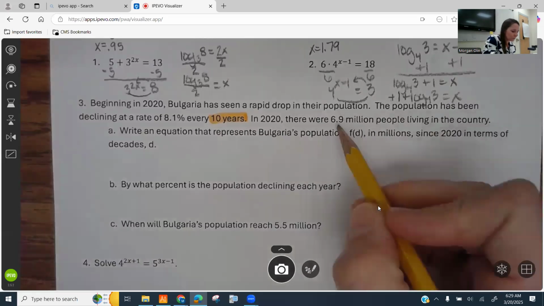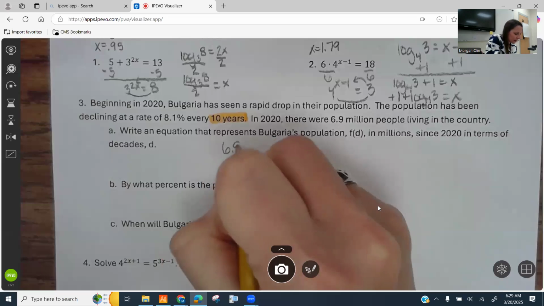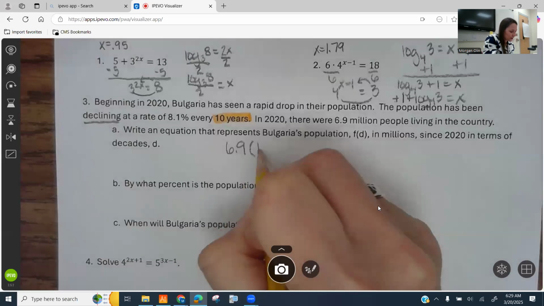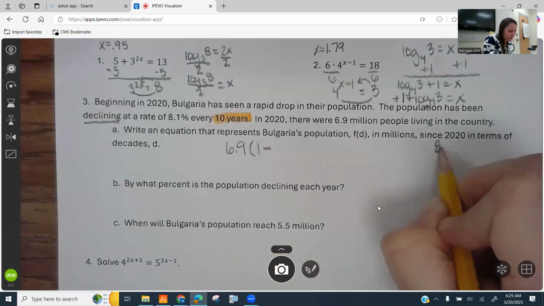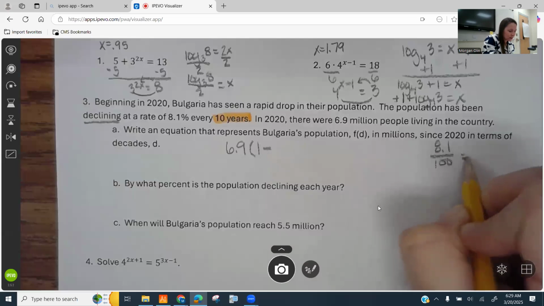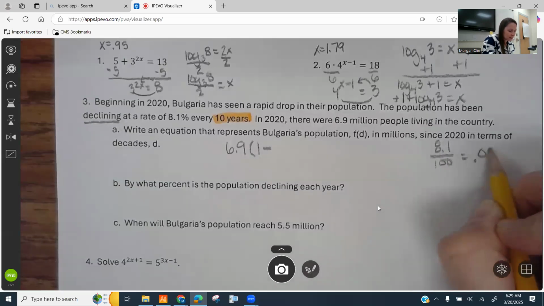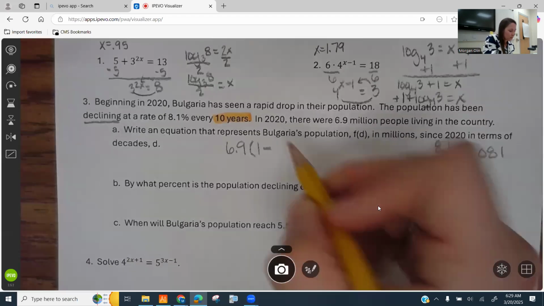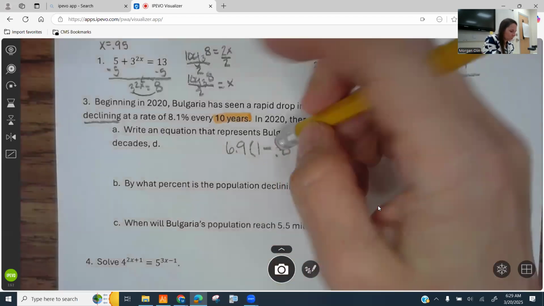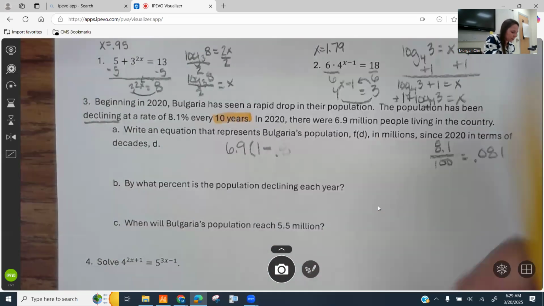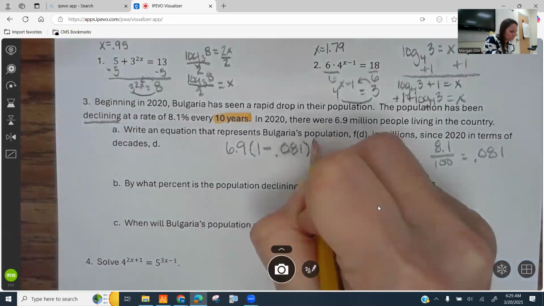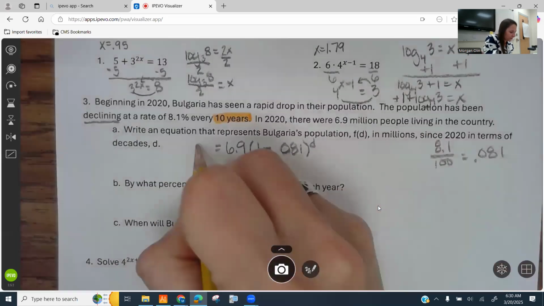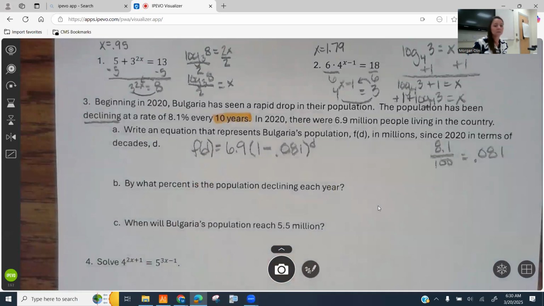All right, so we're beginning with 6.9. Now, it also said decline, so that means we're subtracting. So 1 minus. Now, if I take 8.1 and divide it by 100, it moves my decimal place over twice, or just throw it in your calculator. You get 0.081. So that's what we're going to put right here. Forgot my zero. All right, raised to the D. So that's the number of decades right there. So F of D is the way they said to write it.